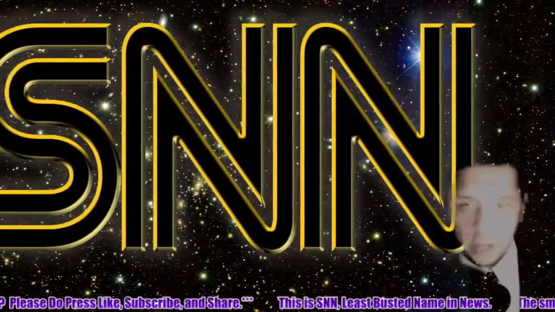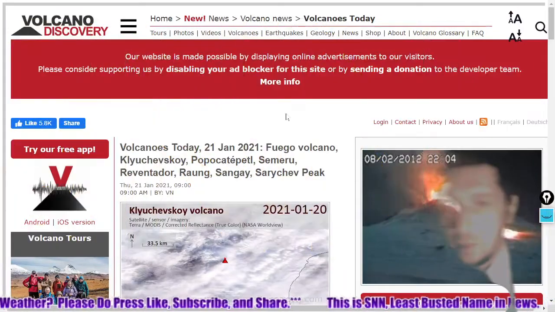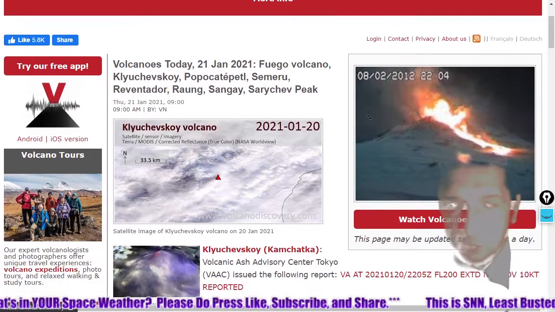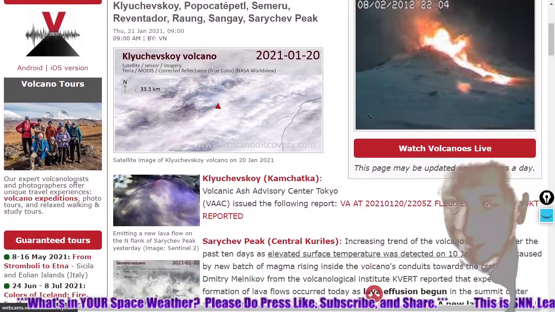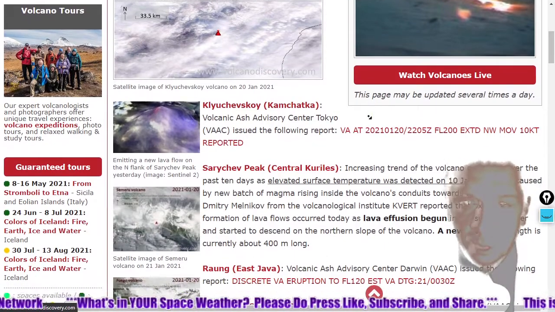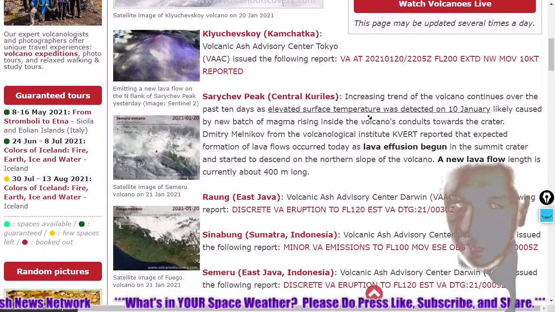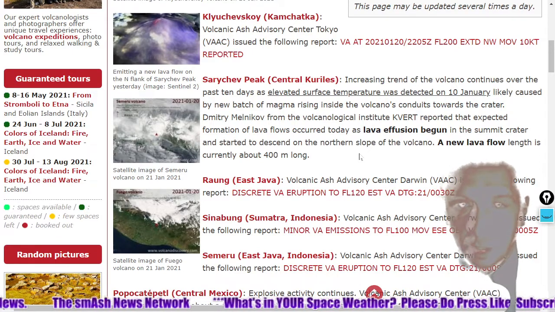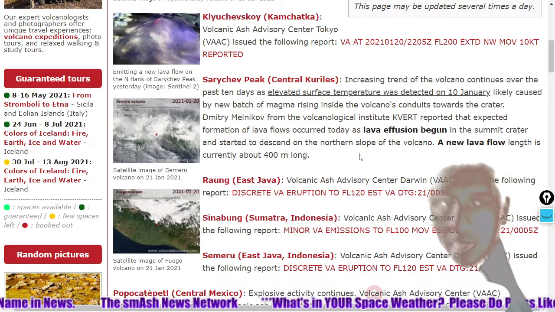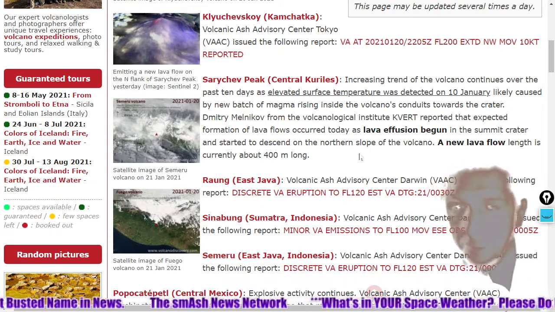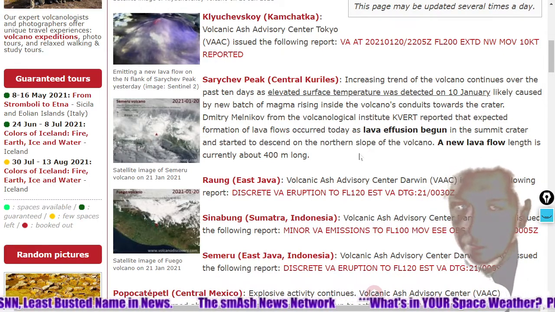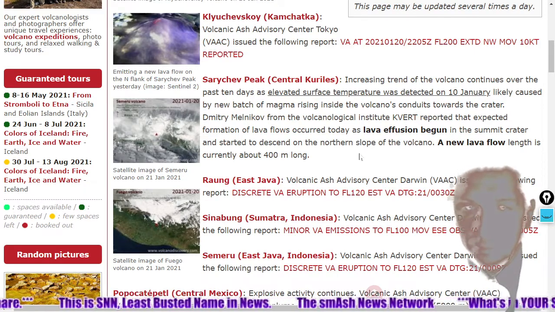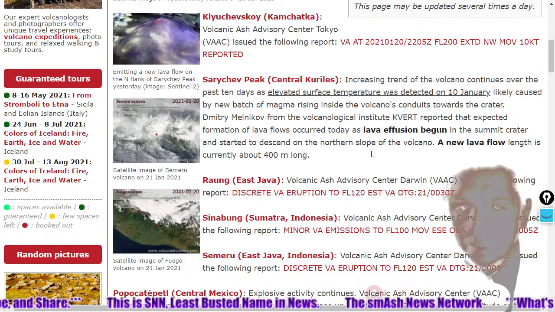How about some volcano coverage? If you're wondering which volcanoes have been erupting in the past 24 hours, we're going to cover it. Klyuchevskoy is on the list on the Kamchatka Peninsula, flight level 200. It's a 20,000-foot altitude volcanic ash plume. Sarychev Peak, now on the list. An effusive lava eruption has begun, and a new lava flow there in the central Kurils.